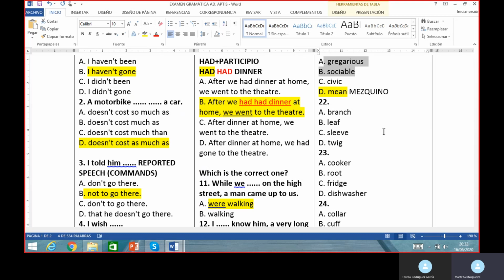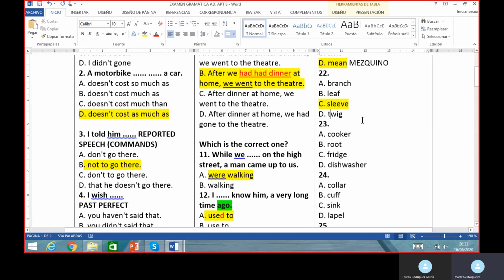Very good. 22, a ver, la que no pega. Tenemos branch, leaf, sleeve, twig. La que no pega es sleeve, que es manga. Tenemos branch, que es una rama. Rama también se dice bough. Leaf es una hoja. Twig es ramita. Y sleeve es manga, por ejemplo, la manga en cuanto a ropa. Sleeve. Esa es la que no pega.